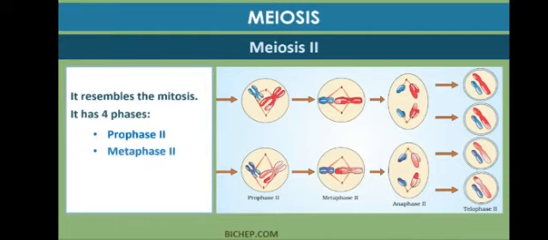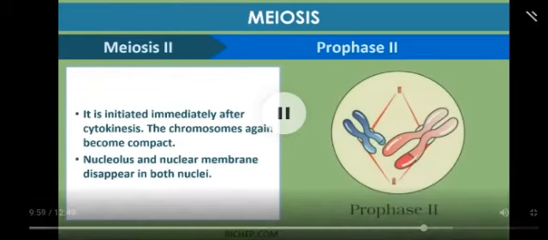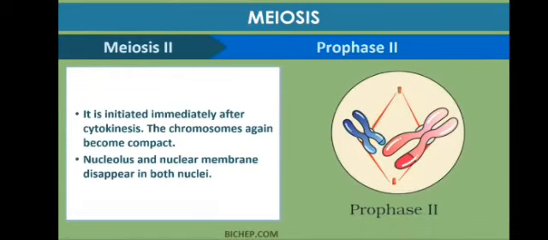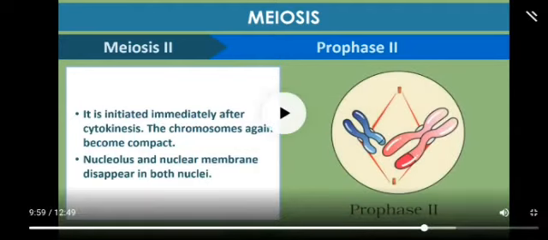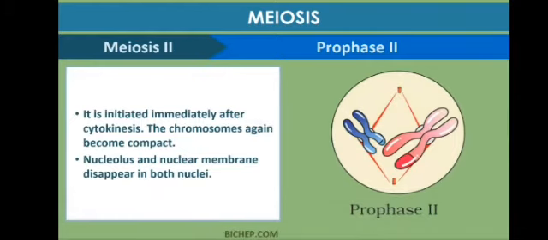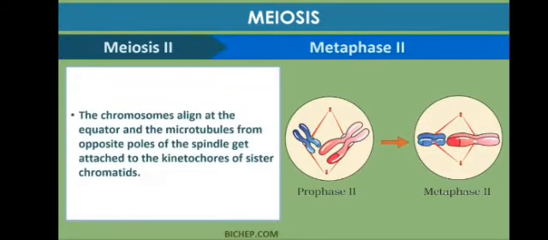Then comes meiosis second, which looks just like mitosis, and it also has 4 stages: prophase second, metaphase second, anaphase second, and telophase second. And here you can see that prophase second is initiated immediately after the cytokinesis. The chromosomes again become compact, and the nucleolus and nuclear membrane disappear in both the nuclei. In this stage, DNA does not replicate, but the chromosome number becomes half.